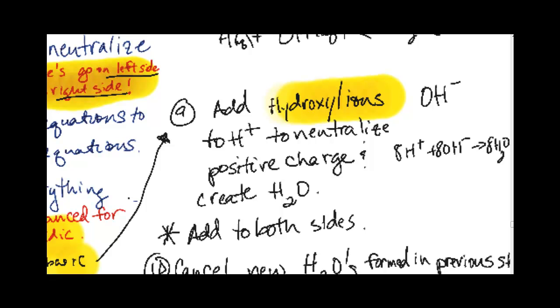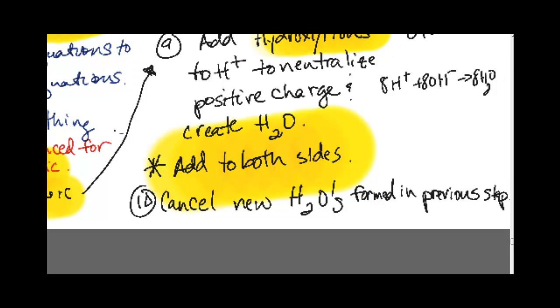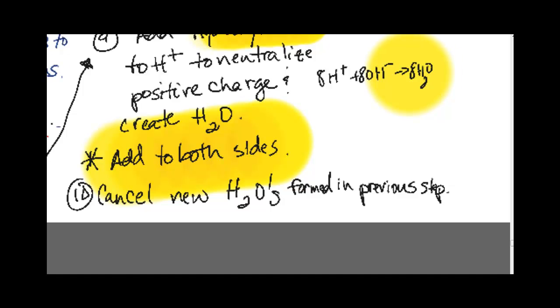Okay, so if you do something to one side, the universal law, right, keep everything balanced, is to do it to both sides. So add to both sides, and when we add to both sides, we're going to be left with OHs on one side, but then these waters that you created need to be reduced. So whatever side you added the hydroxyls to, the opposite side should have some waters, and you cancel them, and then you are balanced for basic.